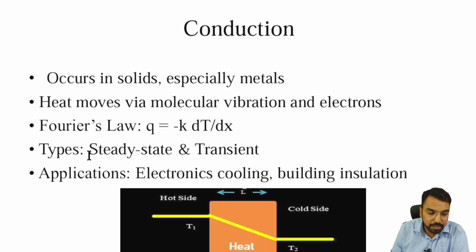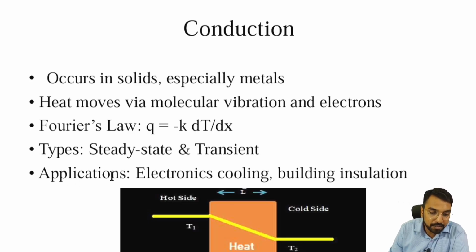The types are steady and transient. Steady state means what? With time the properties are not going to change, and here the property is the heat transfer, that is Q. And in transient, the property, here the heat, is going to change within some time frame. We will also see that in detail in further lectures.